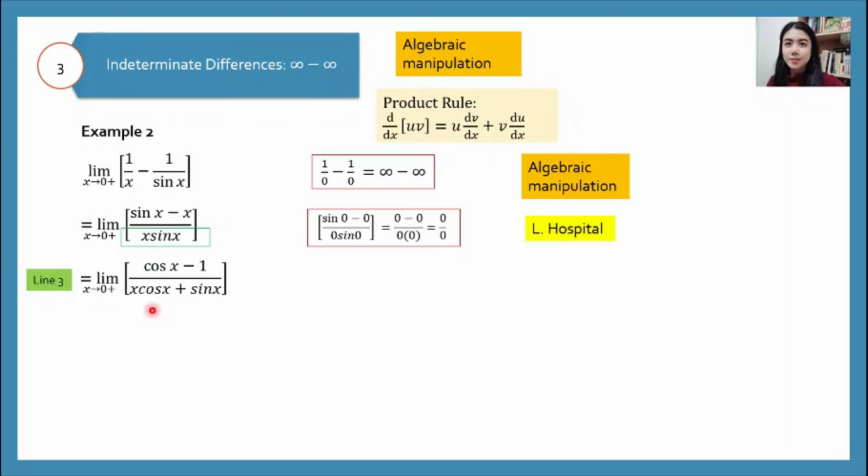So then you have the third line. Differentiating sine x, you have cosine x, and minus x will give you minus 1. And the denominator is differentiated by using the product rule. So you have x cosine x plus sine x.